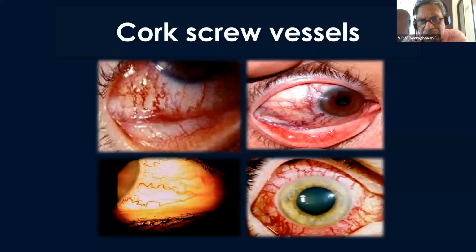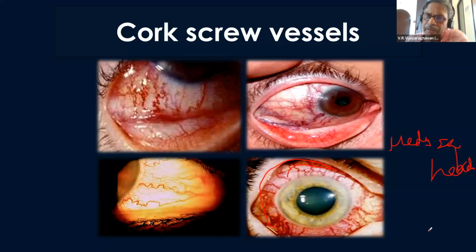Corkscrew vessels. Now we have what is called the medusa head appearance, with corkscrew-like vessels. That means I have to rule out a carotid-cavernous fistula. Never forget this. When I find corkscrew vessels with a medusa head appearance, he may also have proptosis, or may give a history of head injury, or may hear noises in the head. So think he's having a fistula.